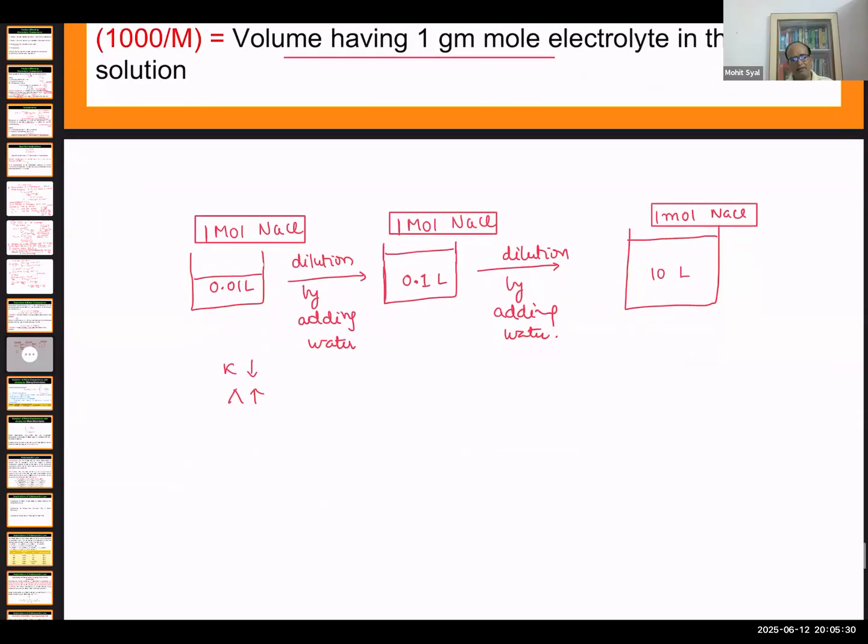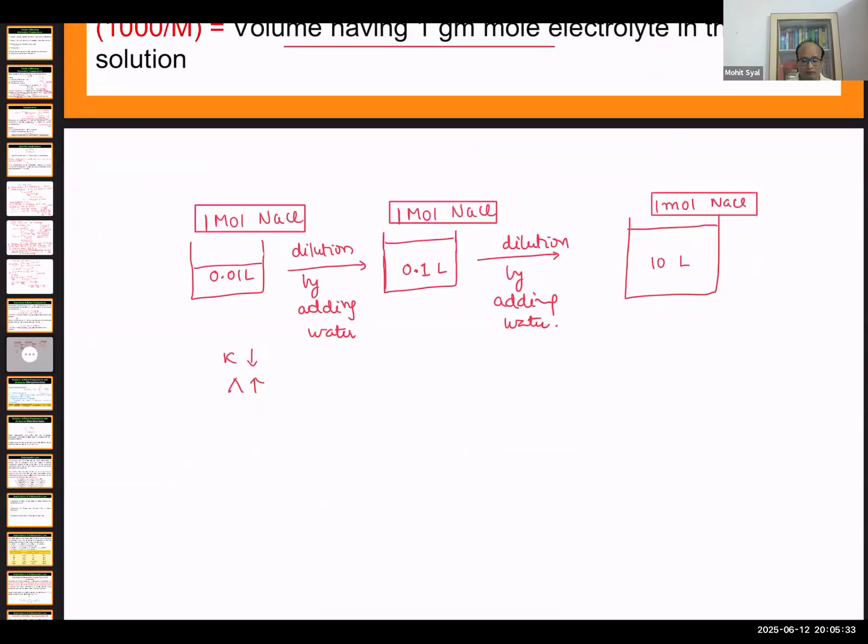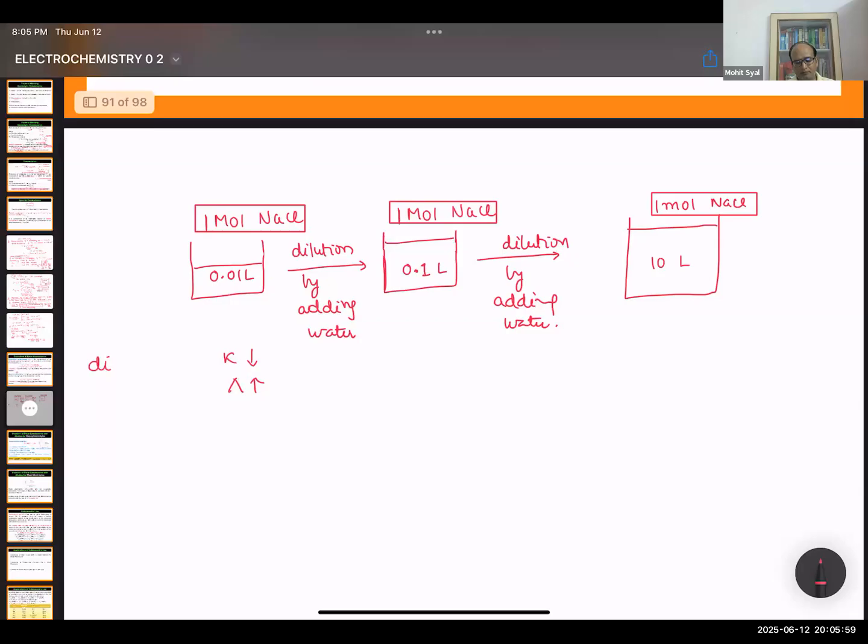Now we are going to see the effect of dilution on molar conductance. You have taken 1 mole of NaCl, right? And 1 mole of NaCl is present in 0.01 liter, 0.1 liter, 10 liter, you are diluting. What is happening to kappa? With dilution, as the dilution increases, the volume increases, okay, kappa decreases.